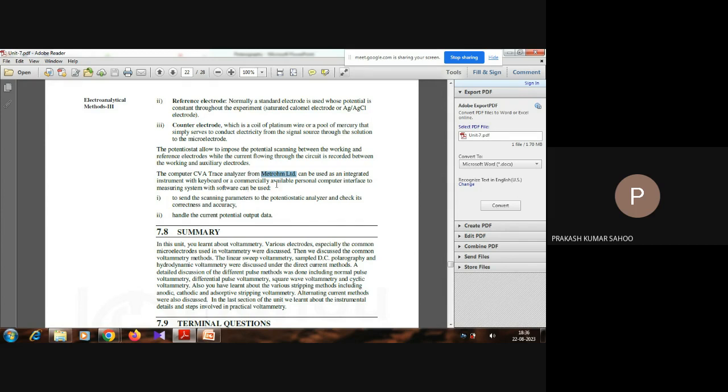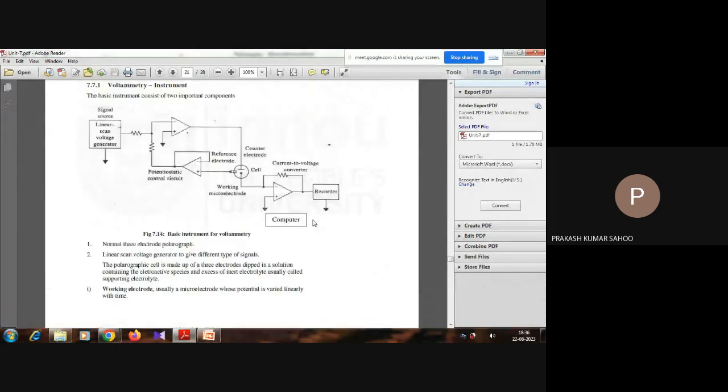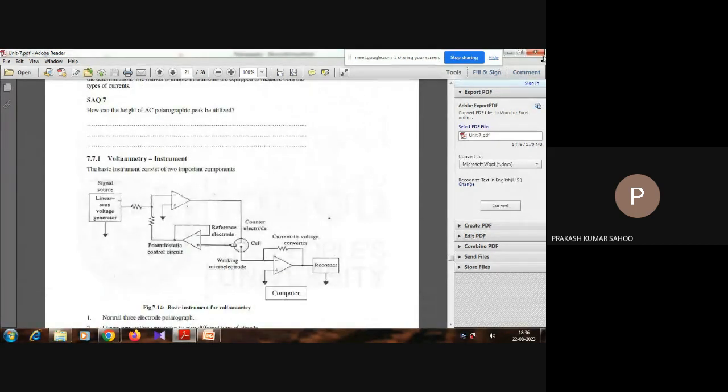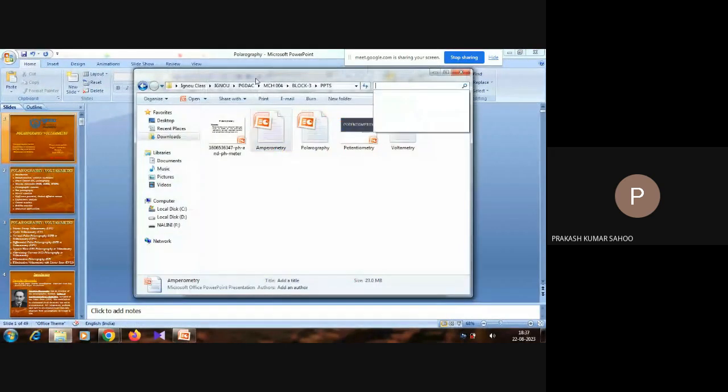So this is the latest advancement of voltammetry: to send the scanning parameter to the potential analyzer, check its correctness and accuracy, and handle the current potential output data. So this will be the end of your unit 7, and in the next part we will have polarography.